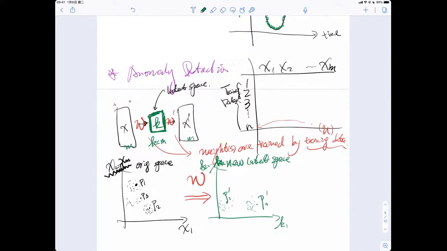So the best thing is that if we cannot distinguish P1, P2, and P3 in the original space, because there are 2 dimensions, we don't know how to distinguish them. However, if we do some space mapping, and P3 can be mapped to some place which is a little bit far away from P1 prime and P2 prime, then we can better distinguish the points around P2, P1, P3, and that is a good linear space for us to do such kind of clustering or classification.